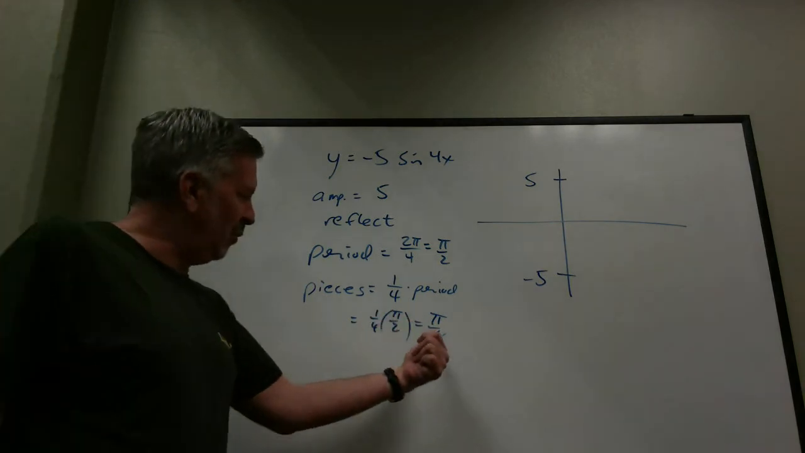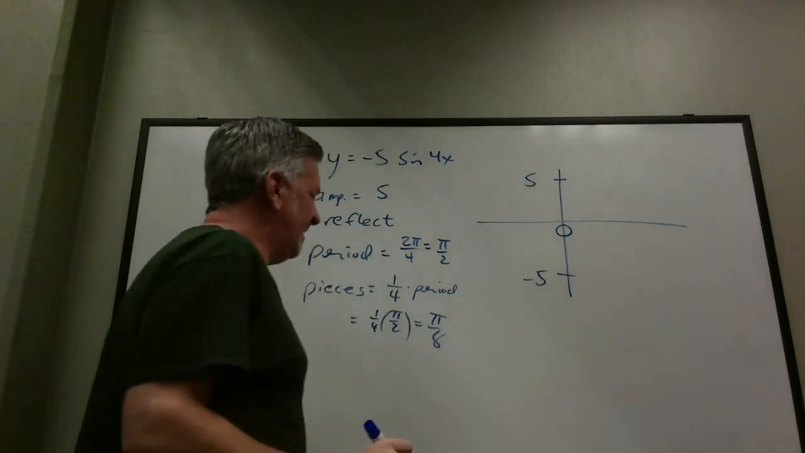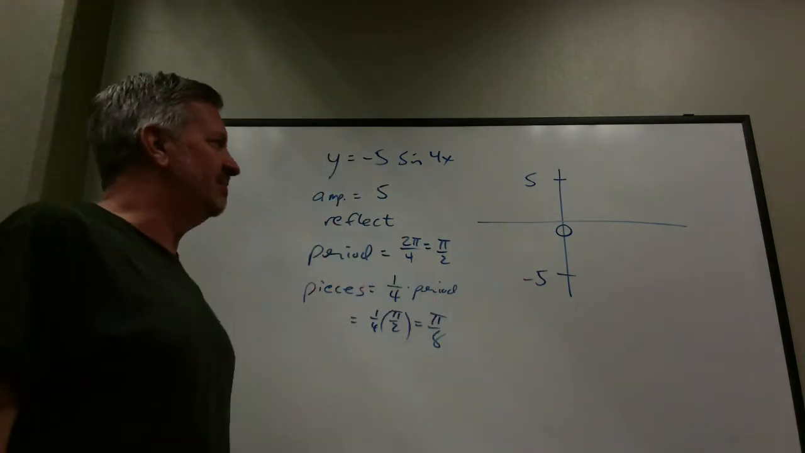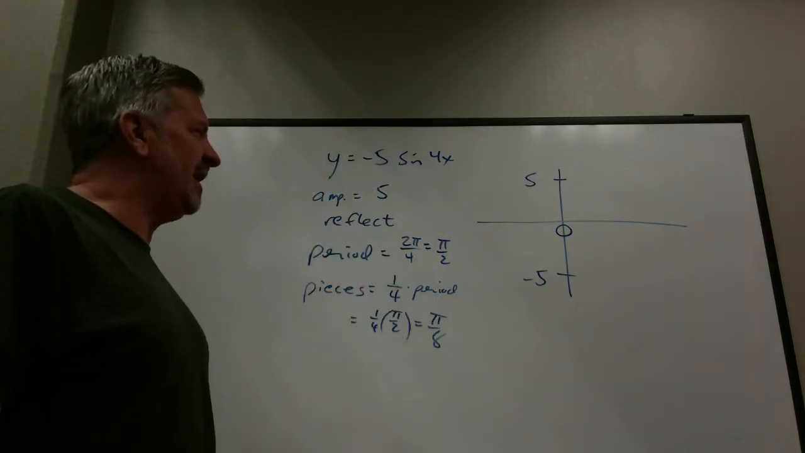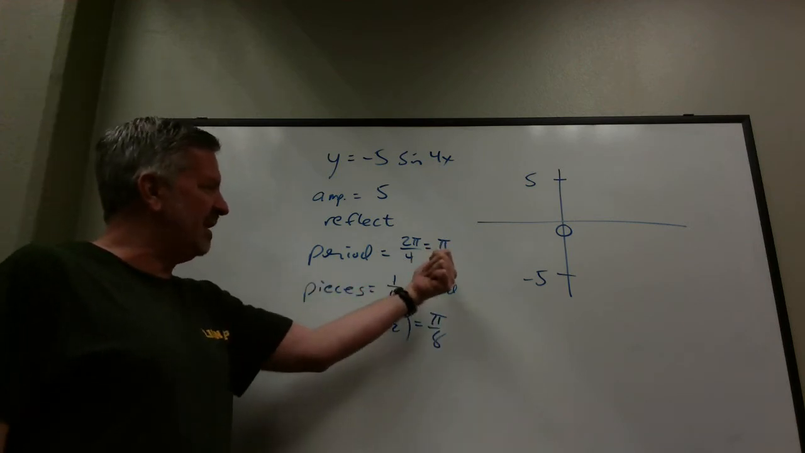Now notice something important is happening every pi over 8. So if I start at the origin, I need to add pi over 8s. Now, when I'm sketching these, I'm not always consistent. I need 4 pieces, right? I need 4 of these to make up a period.